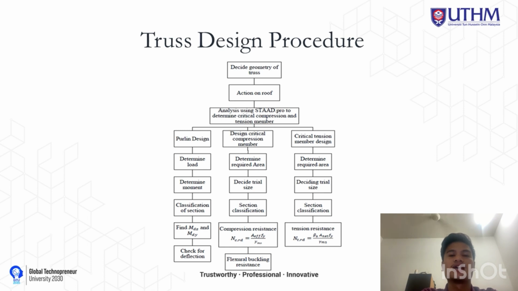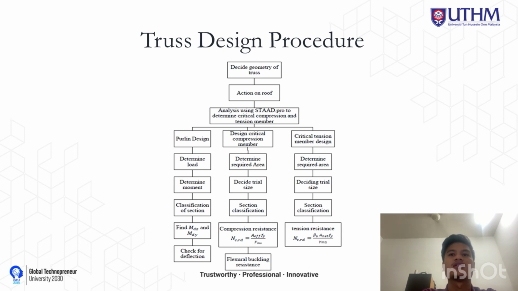In the purlin design, first we need to determine the load, and after that we need to determine the moment. After we have determined the moment, we need to do a classification of section. Then we need to find the minimal MDZ and MDY. After that, we need to check for the deflection. If all the criteria are okay, then the proposed purlin design is okay to be used in this construction.